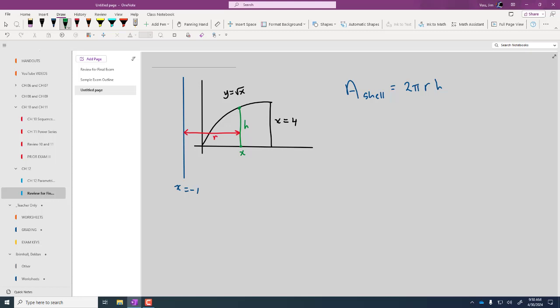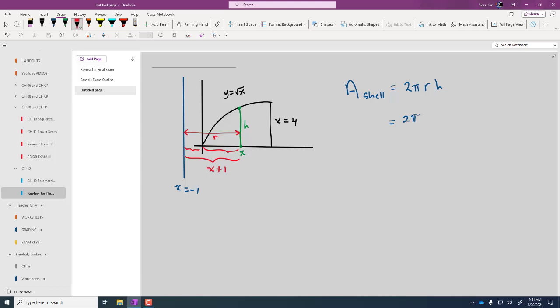So if you have a vertical integration element, it's always dx. You're integrating with respect to x. That means the r and the h need to be replaced with expressions in x. Okay, so let's go with the r first. What is the radius as a function of x? x plus 1. If we look right here, this distance, that's r. This distance right here is 1. This distance right here is x, so that's going to be x plus 1.